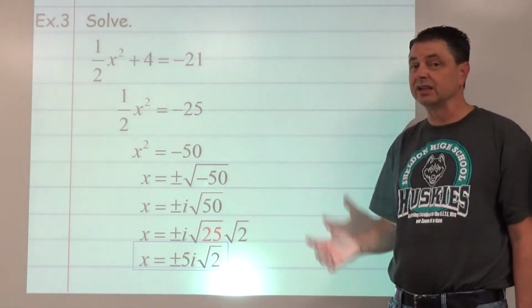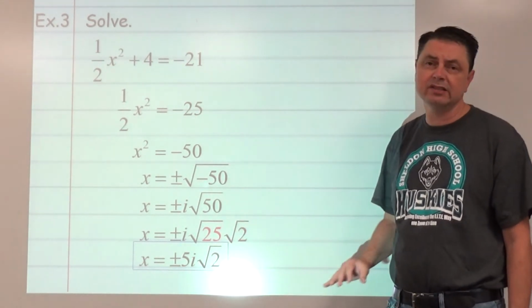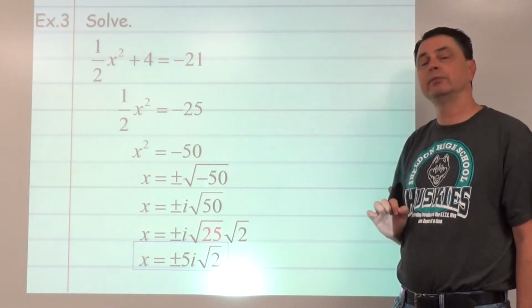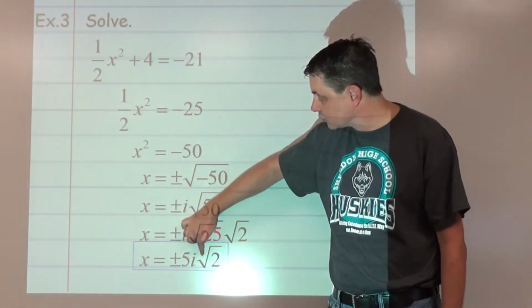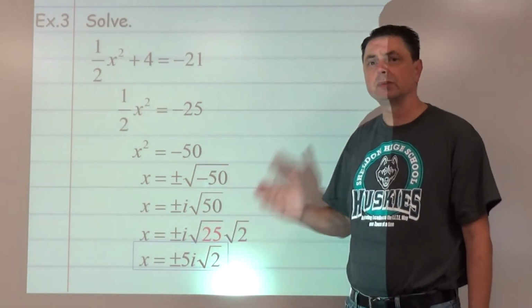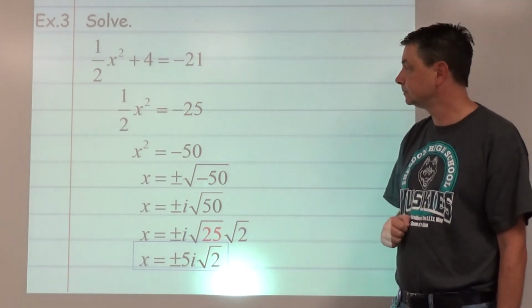Now technically that is not standard form because i did not come last. We were not told that it needed to be in standard form. If you need it to be in standard form, you would actually switch it to be plus or minus 5 times root 2 times i. Just make sure that the i is clearly after the root and not underneath it.